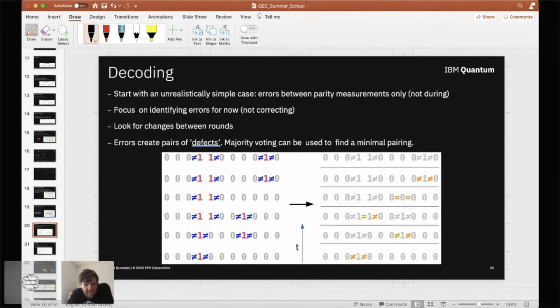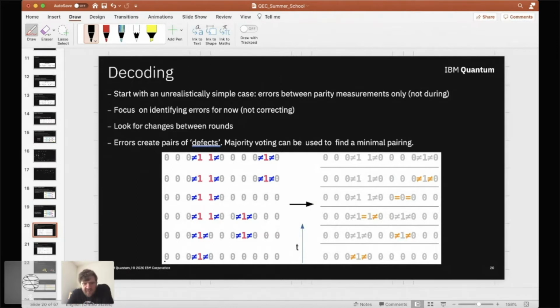So we see some trace of errors here. The fact that these are different from each other, these are different from each other, and these are different from each other, is a signature that an error has happened here. Now that round of measurements is complete.